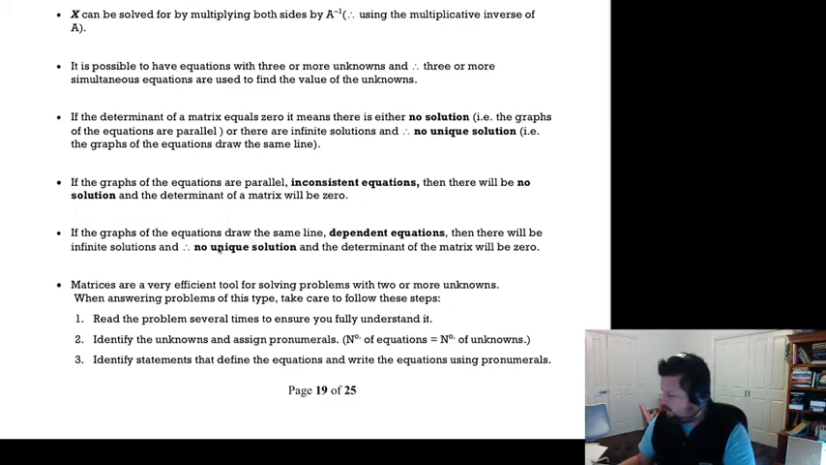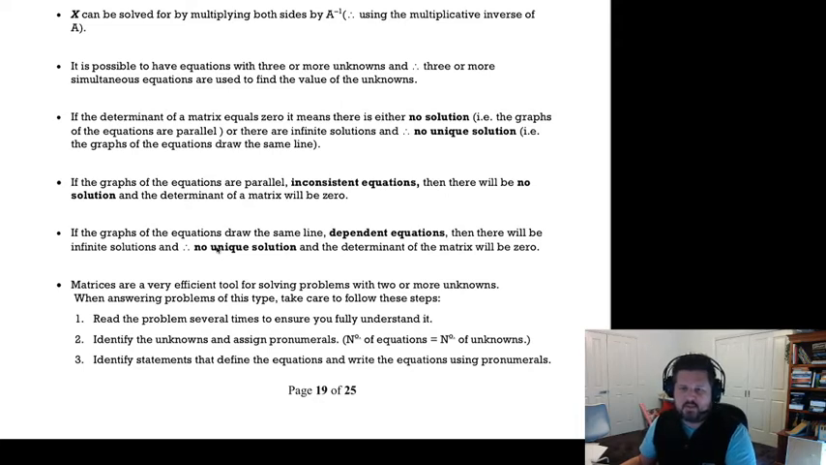Alrighty, the last thing I want to talk about is the fact that you can have some worded questions where we're going to use matrices to solve them. There are some tips or steps that I'd like you to follow when we go through them. First of all, read the problem several times to ensure that you fully understand it. Sometimes the wording can be challenging and you need to be careful with that.